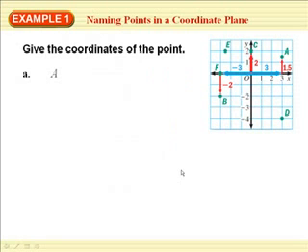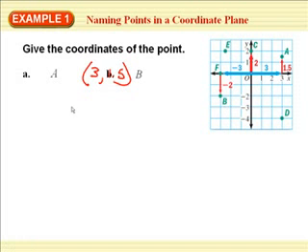So here we go. Example 1, naming points on a coordinate plane. So we're going to name A. We always start at the origin, 0, 0, and you either go right or left first. A is located over here to the right. So we go 3 to the right and up 1.5. So it's 3, 1.5, and it has to be in that order. You go over, then up, or over and down, because sometimes they're in the lower quadrants.